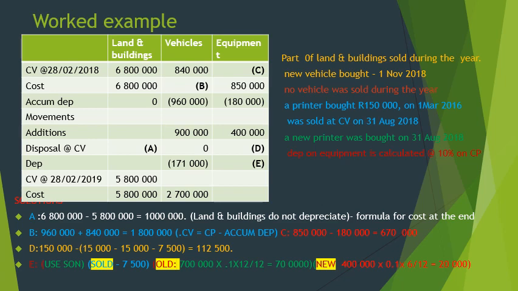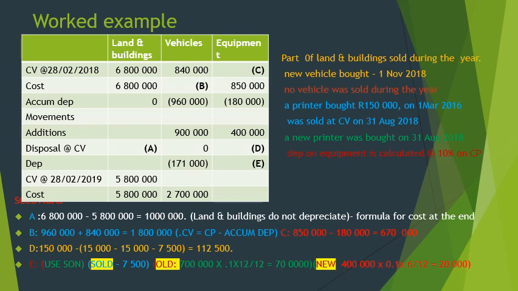D, we are calculating disposal at carrying value. Now, a printer was sold, but we know disposal at carrying value. Our formula says cost price of the asset sold minus accumulated depreciation of the asset sold. Here you are going to notice that for this asset which was sold, we are not given the depreciation until the date it was sold. You have to calculate all the way back from the day it was purchased to the day it was sold.